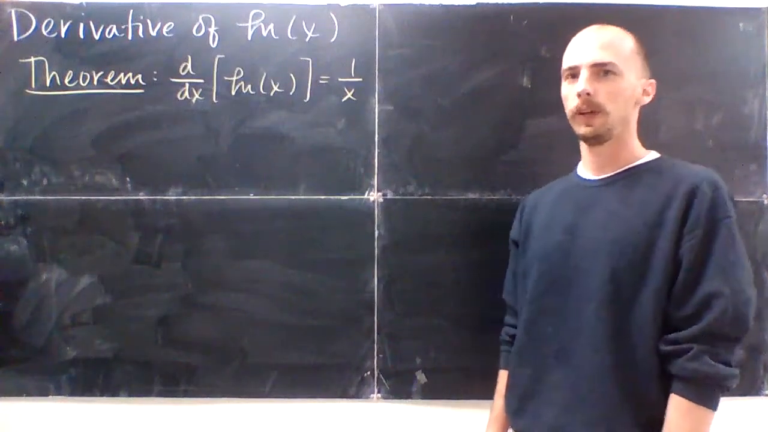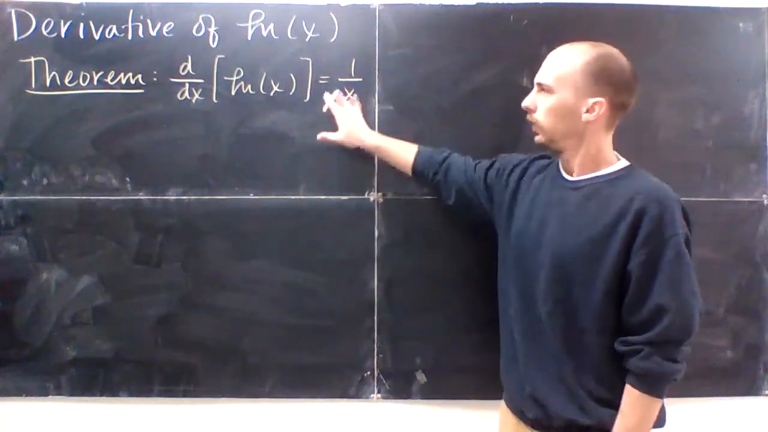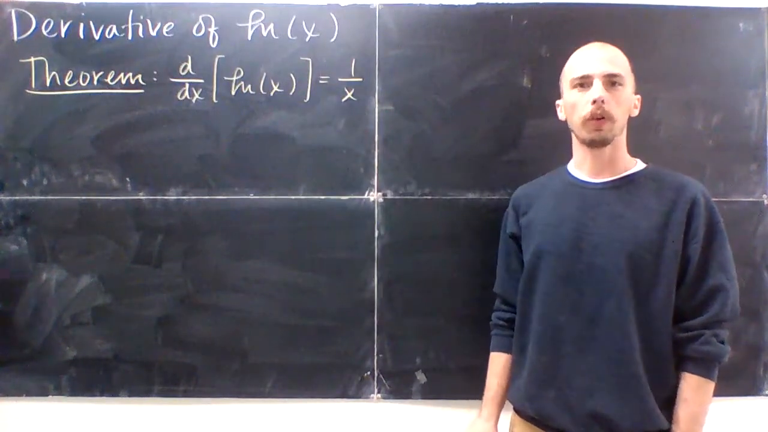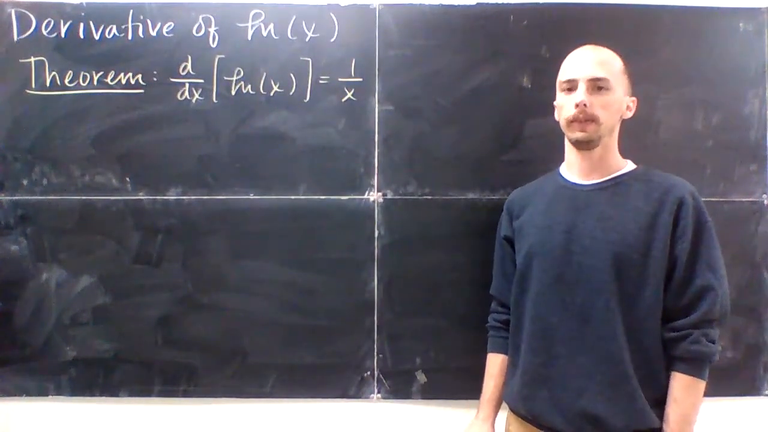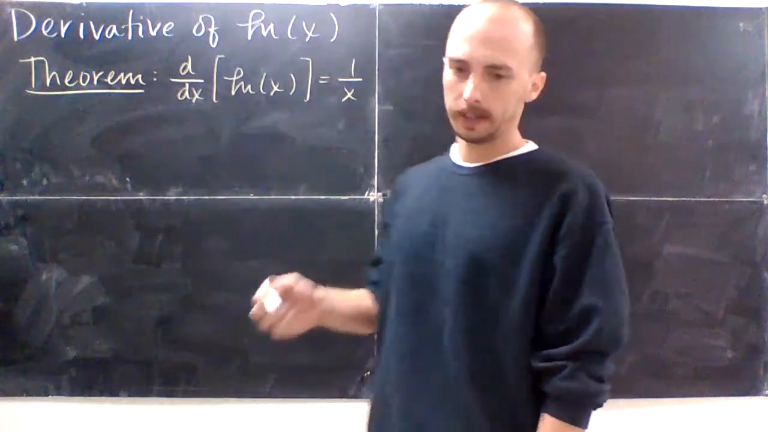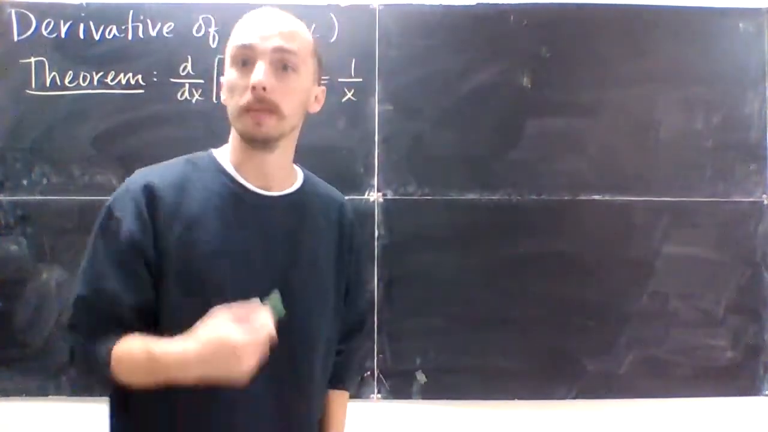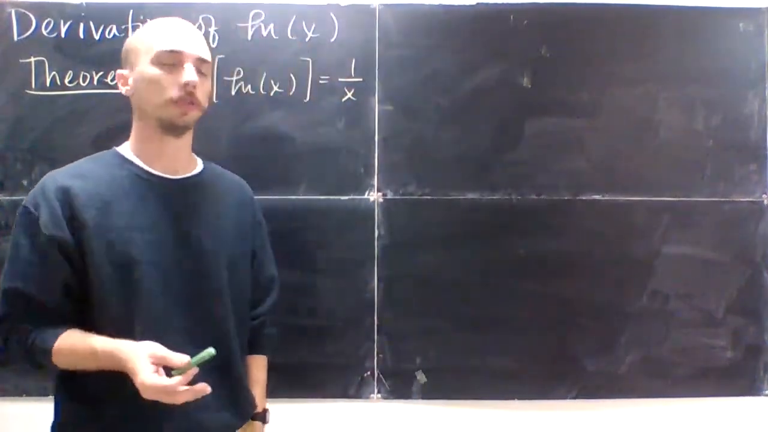Hello. In this video, I'm going to be giving you reason to believe that the derivative of natural log x with respect to x is 1 over x. Okay, so I think what I need to start off with is, what do we mean by natural log x? What is our definition in this class?